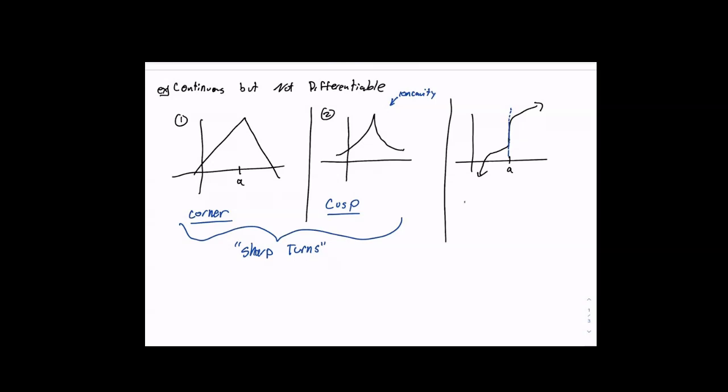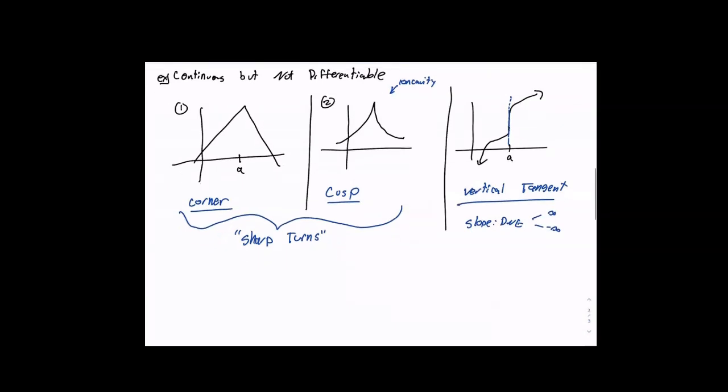Well, this is what we call a vertical tangent. The slope does not exist because technically you could say it's infinity, or you can think of it as negative infinity at that point, and there's not a physical slope there. So while it is continuous, the slope itself does not exist. So if a graph has a vertical tangent, it is not differentiable.